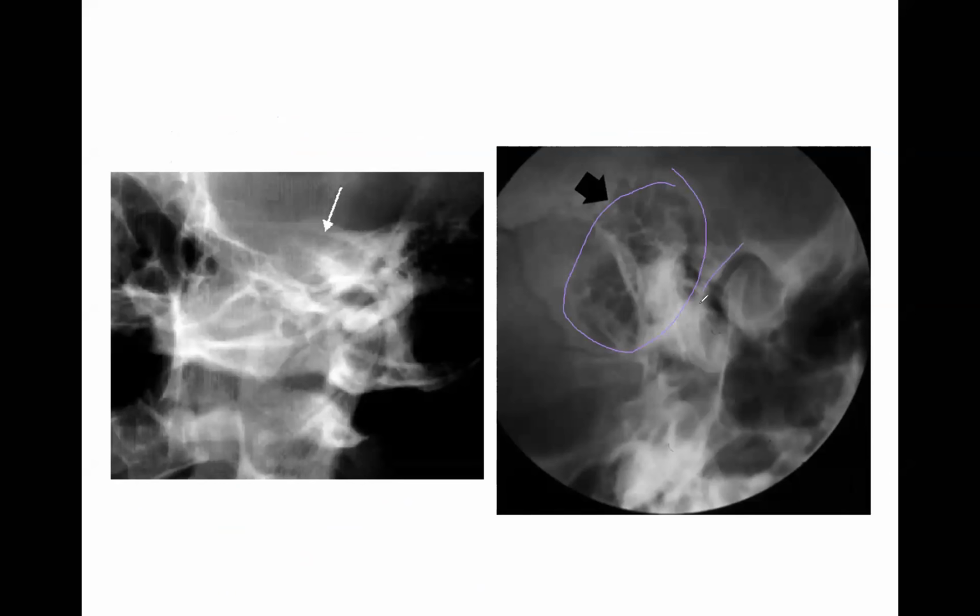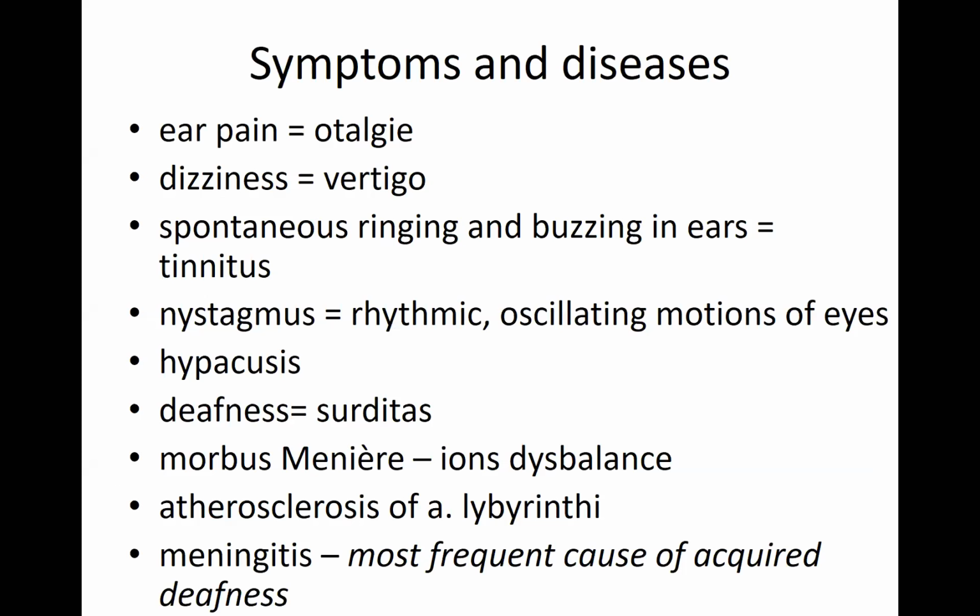So you can see CT, MRI, but for some structures, the X-rays are still used. On this transverse projection, you can nicely see the internal acoustic meatus and, for example, whether a neurinoma is inside or not. And the neurinoma then causes problems with the bone already. So there are some specific projections used only in ENT.